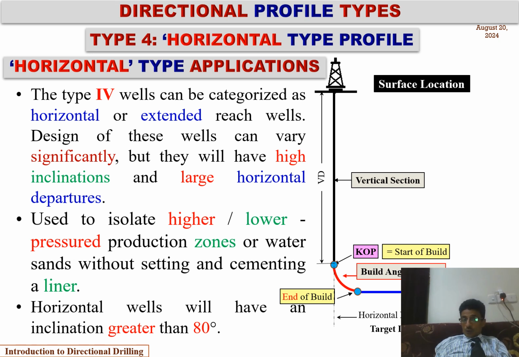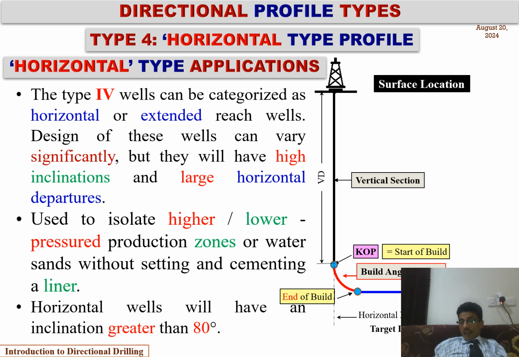Used to isolate higher or lower pressure production zones. We have some zones with higher pressure and higher temperature, so we use this profile to isolate higher or lower pressure production zones or water sand without setting a cementing liner, without the liner or cementing this casing liner. Horizontal wells will have an inclination greater than 80 degrees.